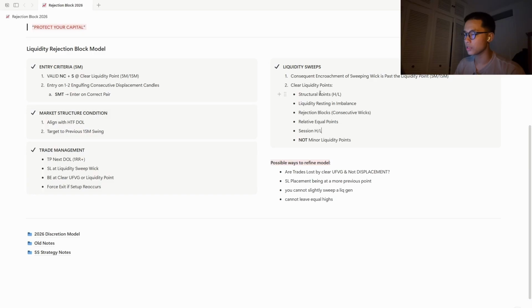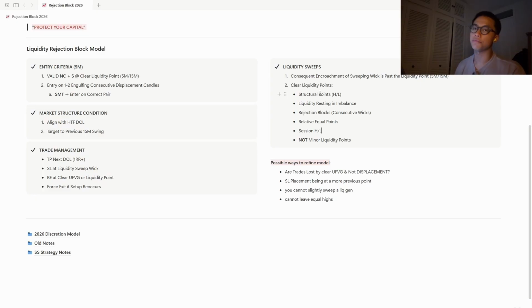Rejection blocks: the rejection blocks are when there are 2 consecutive candles with wicks, both of them with quite good wicks, basically in between the ends of the wicks. That's the rejection block according to my model. You guys might see that later on when I start backtesting.